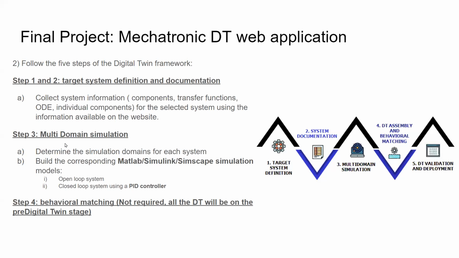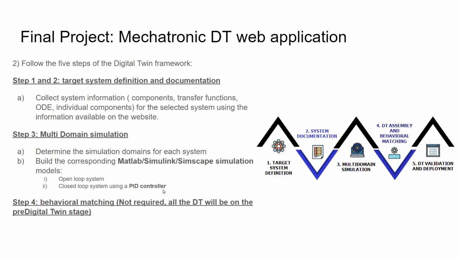The next step will be to perform the multi-domain simulation, in this case using MATLAB Simulink. That's the most straightforward way to do it. MATLAB Simulink Simscape, that's the main idea, combine all of them. Your multi-domain simulation should simulate your system in 2 scenarios, open loop and closed loop. It's important to notice the difference between both behaviors. The open loop system will analyze the natural response of the system, and the closed loop will use only a PID controller.